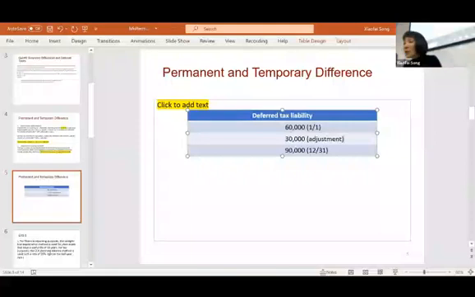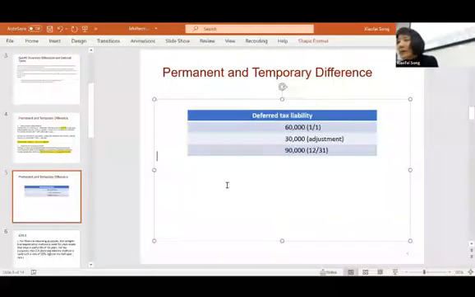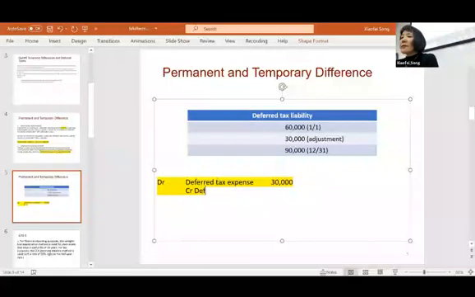Okay, so alternatively, a journal entry will be a good thing. In order to achieve that balance, you need to credit deferred tax liability, but you need to debit, right? You need to debit deferred tax expense. When you debit, it's an expense. So in this case, it will be 30,000 debit to deferred tax expense, and you need to credit deferred tax liability, and that will also be 30,000.